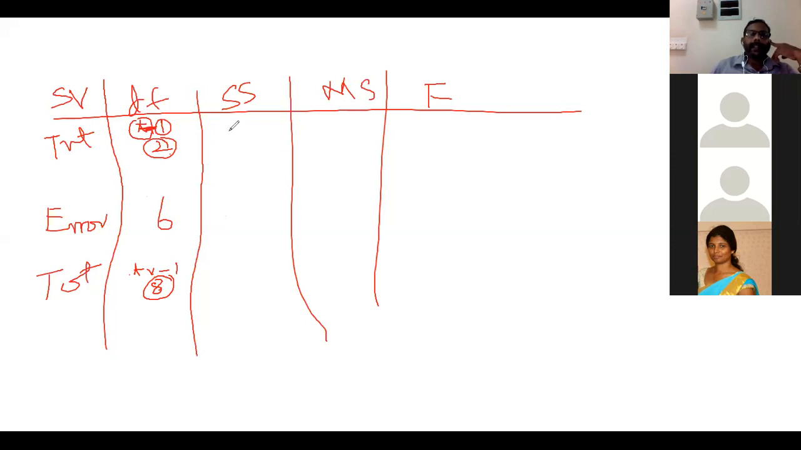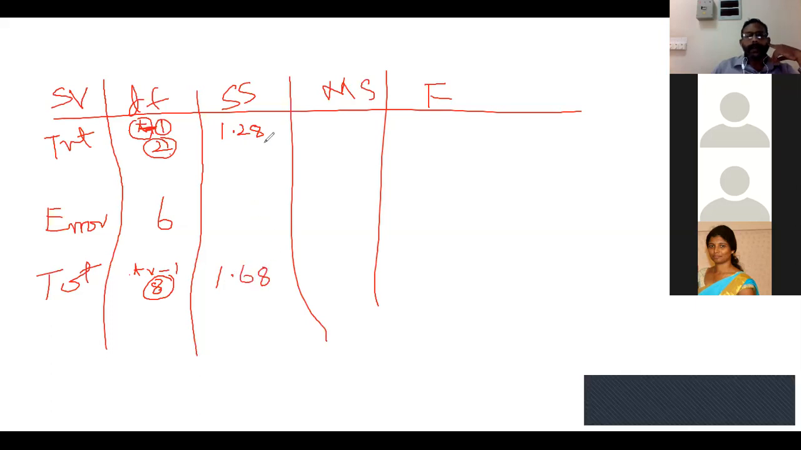Right. What is the sum square that you have calculated? Sum square for treatment? 1 point something. Tell me the answer. 1.28. Fine. What is the total sum square? 1.68. Now get the difference for error sum square. 0.4. Okay. Now what is the mean square?